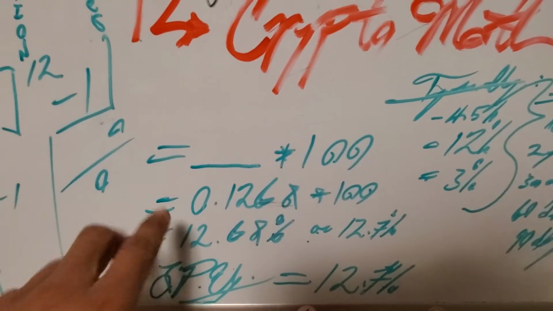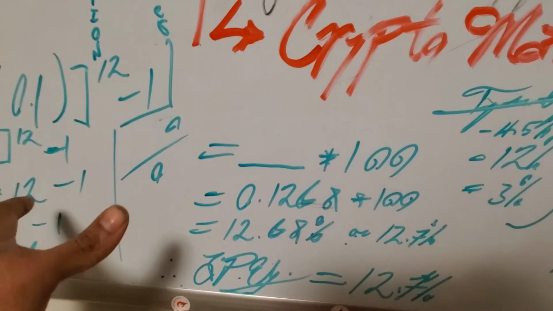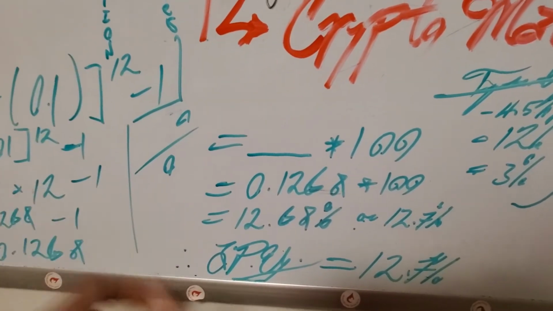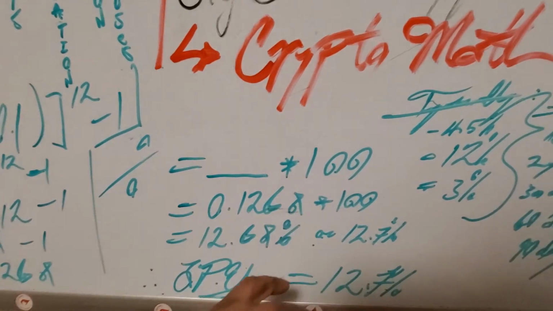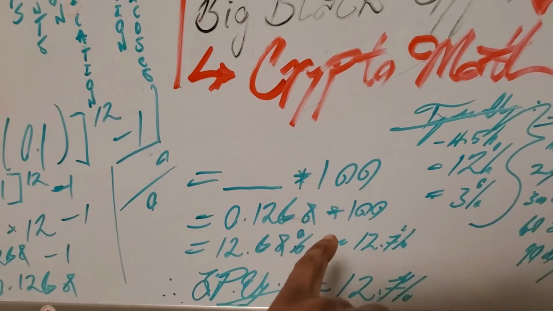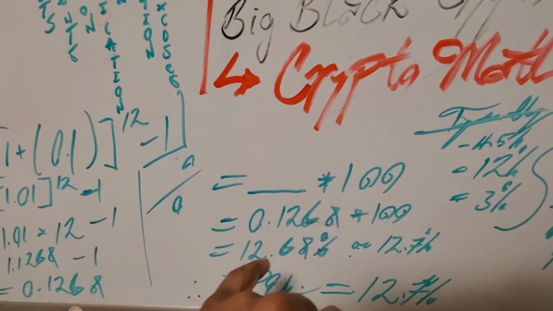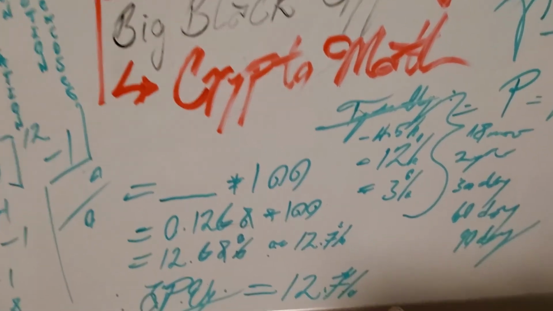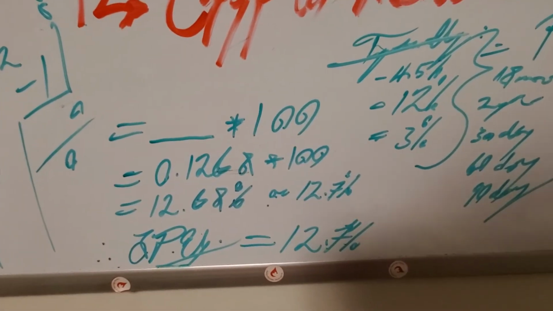To get that, remember, to calculate percentages, it's simple multiplication. It's always going to be times 100. So blank times 100 is, let's fill in that blank, 0.1268 times 100, which is equal to 12.68%, and or 12.7%. So that's how you calculate it.